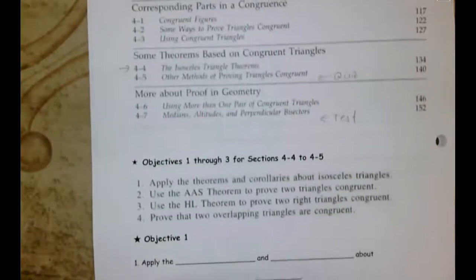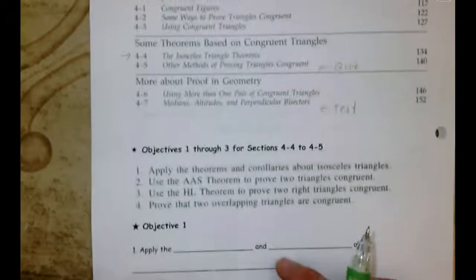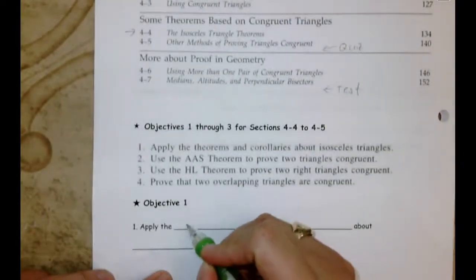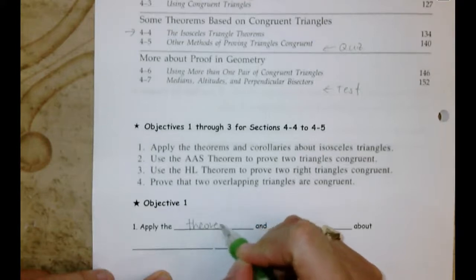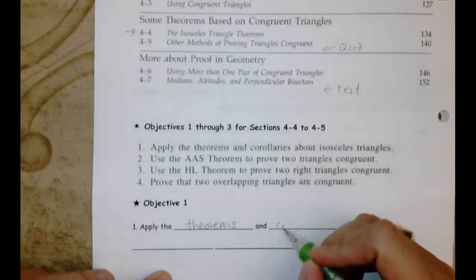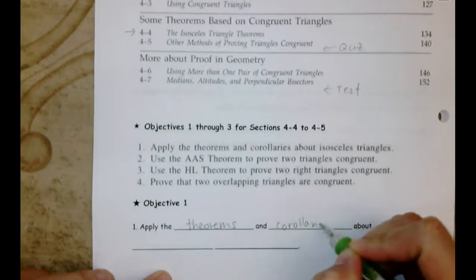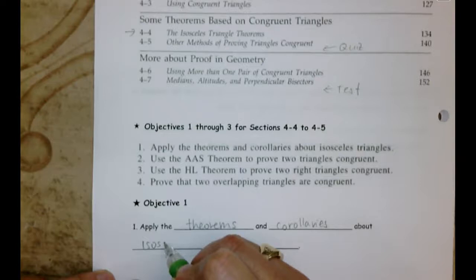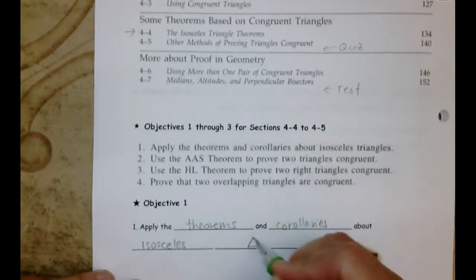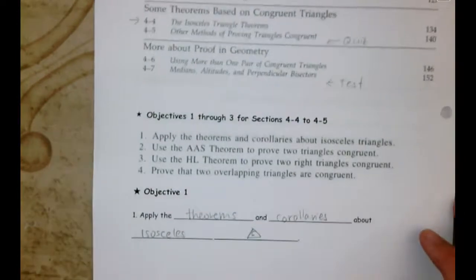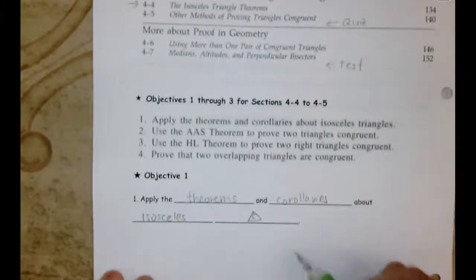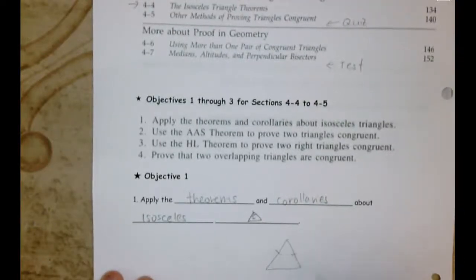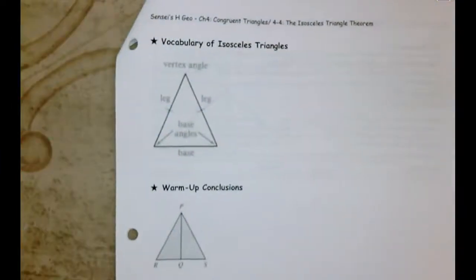Okay, so there is one objective in this packet, and that is to apply the theorems and the corollaries about isosceles triangles. Okay, you remember what isosceles triangles are? It's a triangle with 2 congruent sides. Okay, so here's the vocabulary of isosceles triangles.